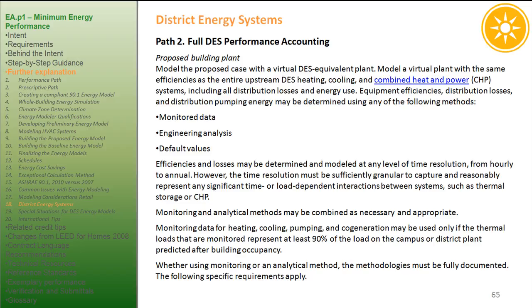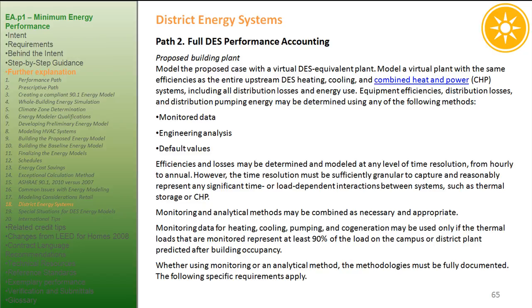Equipment efficiencies, distribution losses, and distribution pumping energy may be determined using any of the following methods: monitored data, engineering analysis, default values. Efficiencies and losses may be determined and modeled at any level of time resolution, from hourly to annual. However, the time resolution must be sufficiently granular to capture and reasonably represent any significant time or load-dependent interactions between systems, such as thermal storage or CHP.